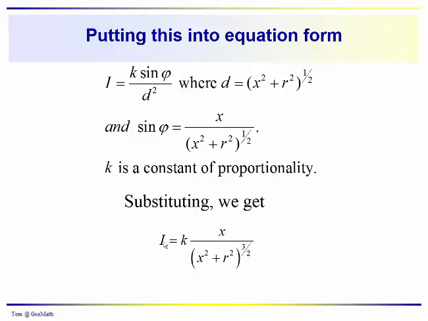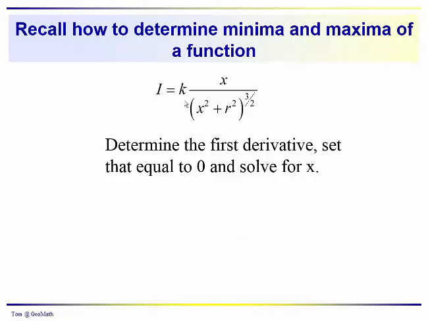Substituting that in, we get that the intensity is equal to k times x over x squared plus r squared to the 3/2 power. So this is the function which describes the intensity. And we want to determine the minima and the maxima of functions, or we have to recall at least how we want to find the maxima in this case. But recall how we do that.